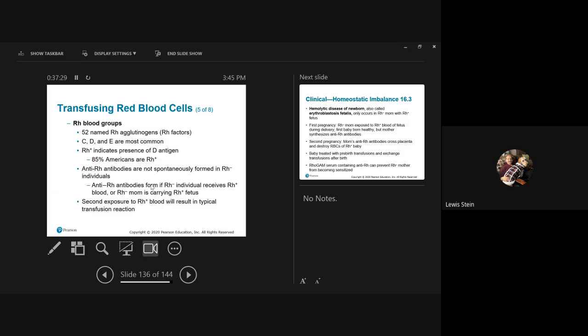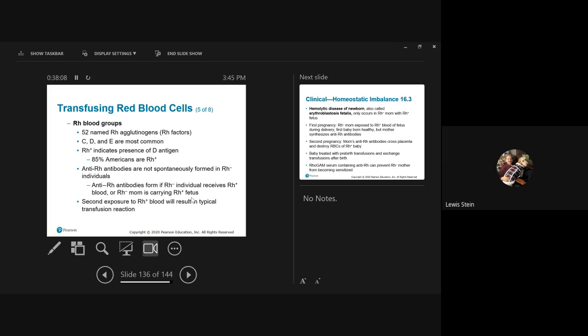And understand this is the problem. There's no antibody to it. And this is really the last nugget for today before my big blabathon is over: anti-RH antibodies are not spontaneously formed in RH negative individuals. If an RH negative receives RH positive blood, or a mom is carrying an RH positive fetus, problem. Whenever that pregnancy ends, whether it is terminated, a miscarriage, a regular birth and delivery, or a stillbirth, doesn't matter, the mom is going to be exposed to the baby's blood, period, end of sentence.